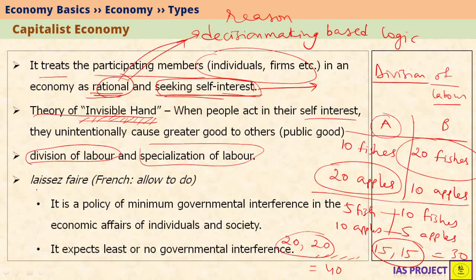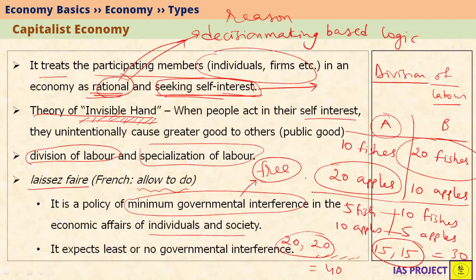Capitalist economy also prefers the approach of laissez-faire. Laissez-faire is a French phrase which means allow to do or let it be. Laissez-faire is a policy of minimum governmental interference in the economic affairs of individuals and society. Minimum governmental interference means the market has to be as free as possible. The government should not intervene in the decisions of buyers and sellers. Laissez-faire expects least or no governmental interference.